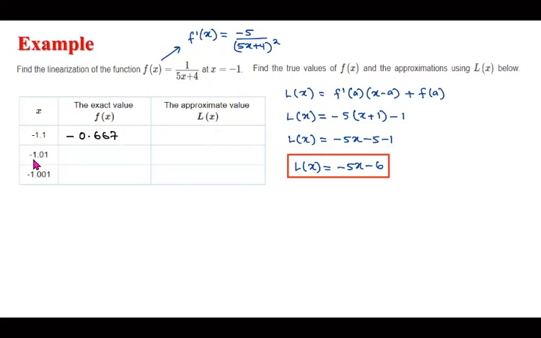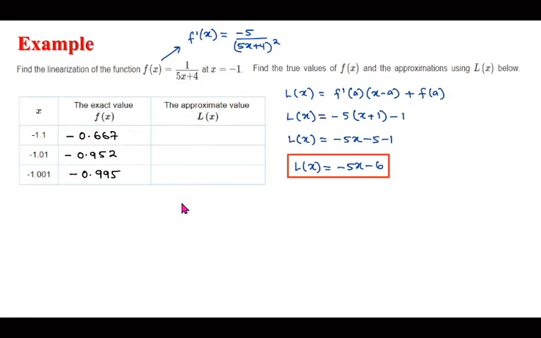If you want to find the exact value of the function at -1.01, you plug in -1.01 for x into this function, and you will get -0.952. You can simplify using a calculator. Similarly, if you go very close to -1, that is -1.001, you get -0.995.